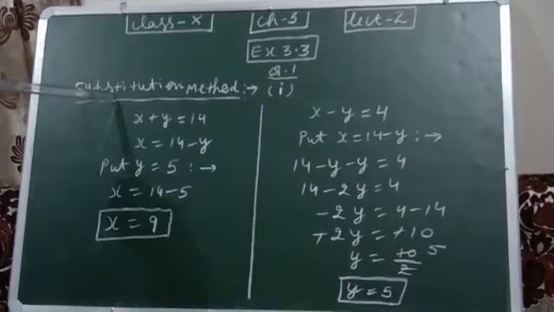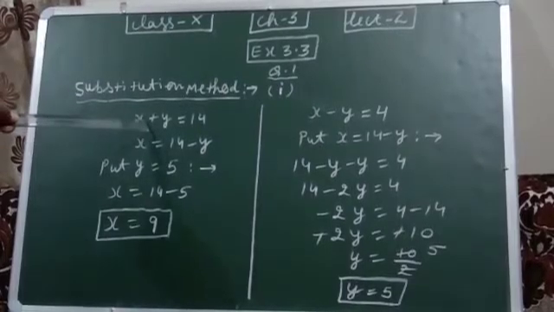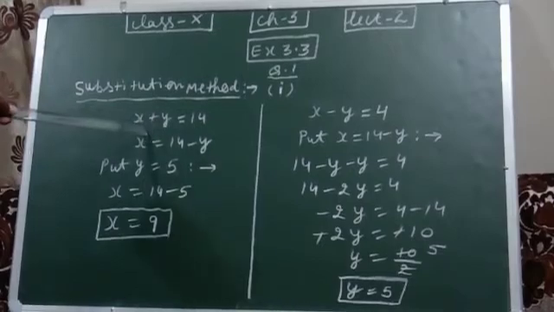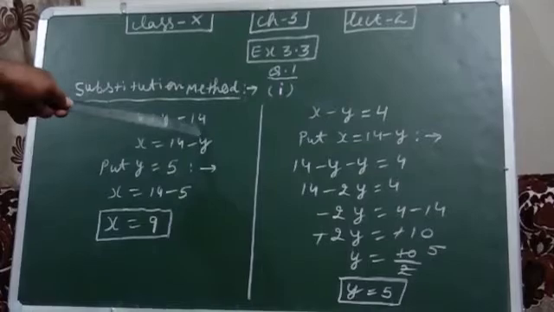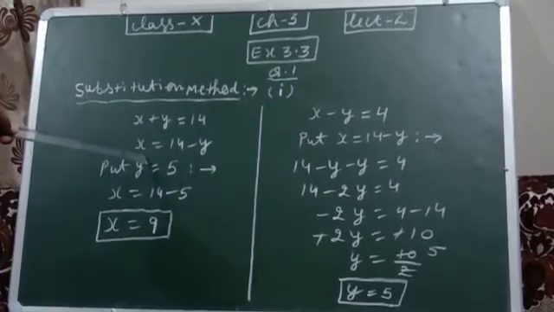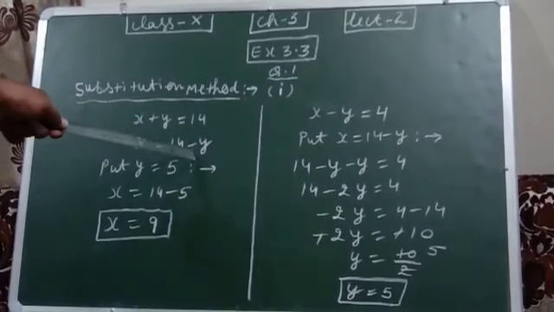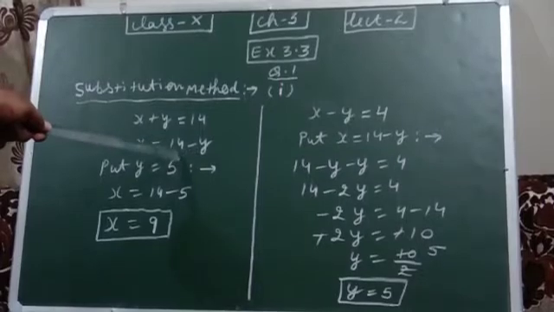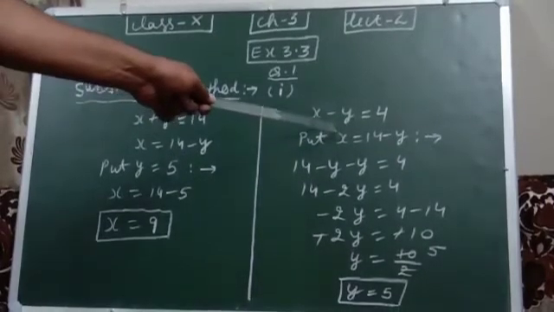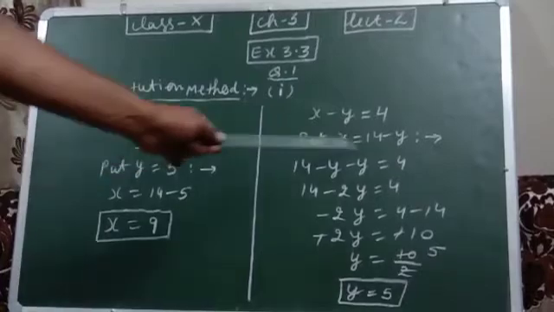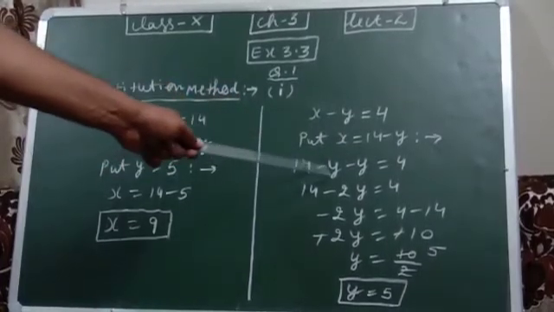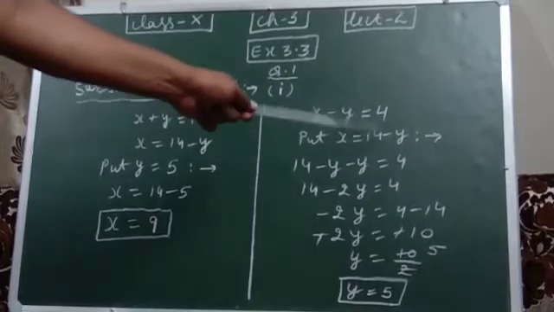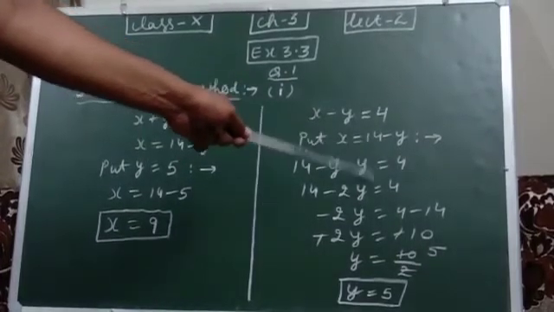So in the substitution method, first step, we can take either the value of x or the value of y from the first equation. Let us take the value of x. So this plus y will become minus y here. Now we have x equal to 14 minus y. We will put this value of x in the second equation. So in place of x we write 14 minus y, minus y as it is, equal to 4. Now we will solve this.